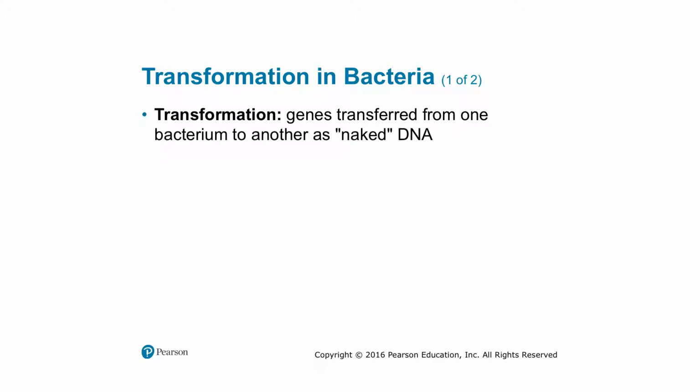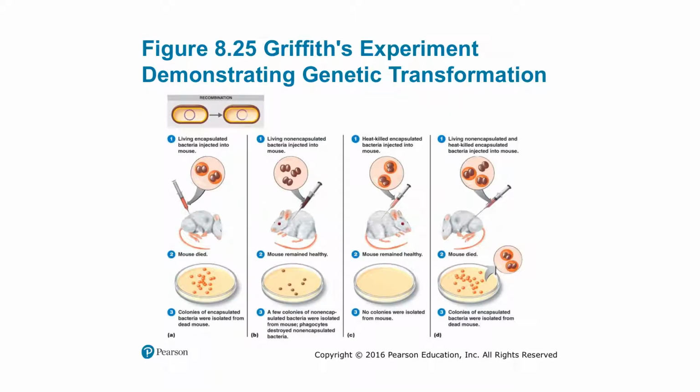So transformation is when genes are transferred from one bacterium to another as naked DNA. Here's what's happening. We've got the living encapsulated bacteria, and they're demonstrating genetic transformation. The living encapsulated bacteria are injected into the mouse. The mouse then died. Colonies of encapsulated bacteria were isolated from the dead mouse, and the living non-encapsulated bacteria were injected into the mouse, and the mouse remained healthy.